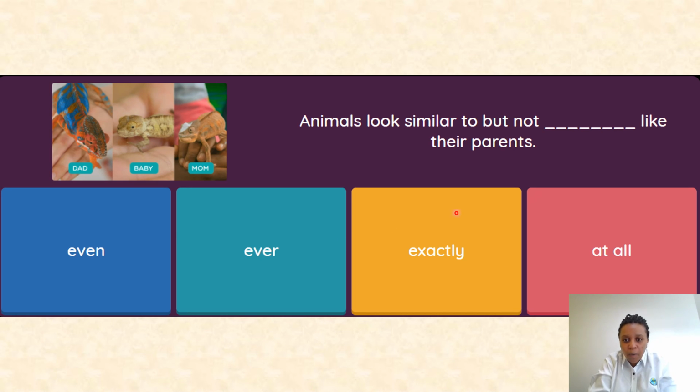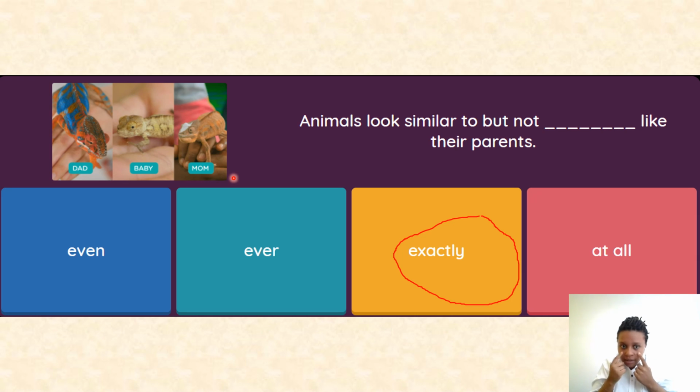Okay, so animals look similar to, but not exactly like their parents. So offspring can look a little bit different. So look here. Dad and mom have the same eyes, the same mouth, but they don't have the same color. So it's not exactly like the parents.